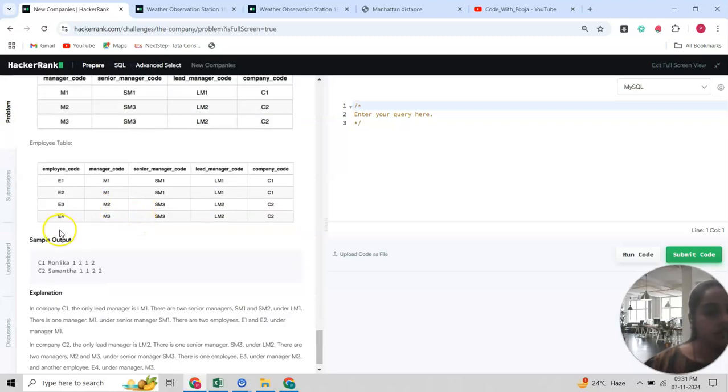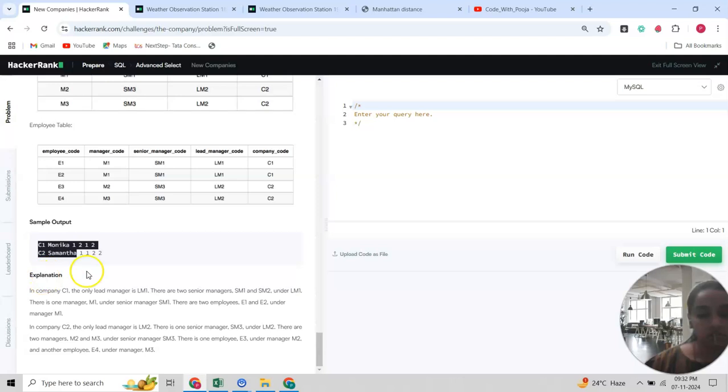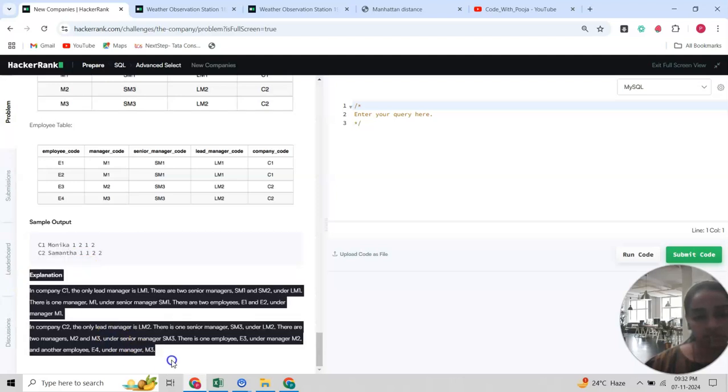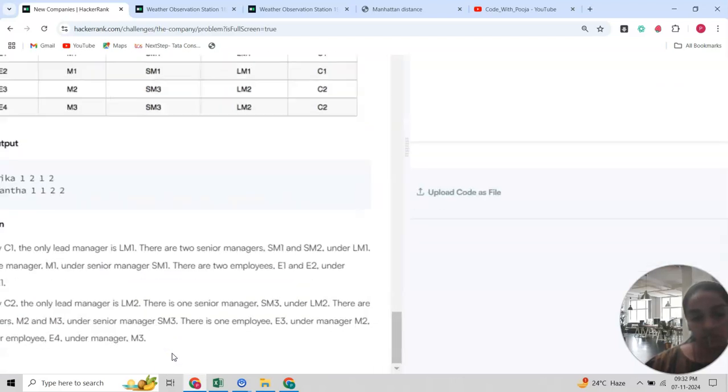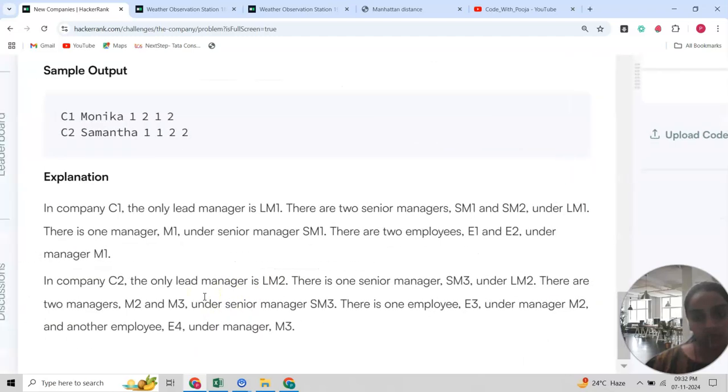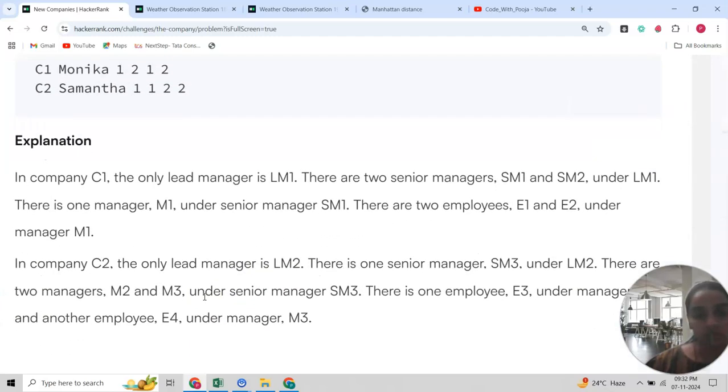Now what will be the output? What the query says is we have to find the particular company, then the company's founder, then the number of lead managers, then the senior managers, then the manager code, and then the employees. So this is what they are referring to. What I said is written here. If you want to, just pause the video and I will zoom in, so you can go through it.